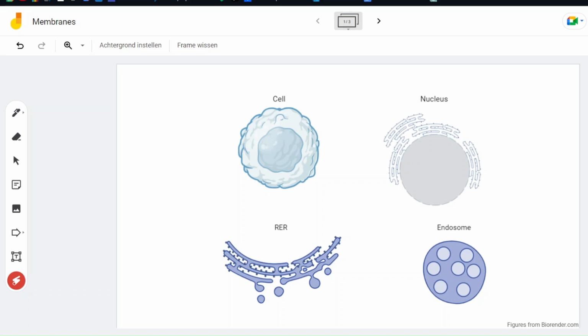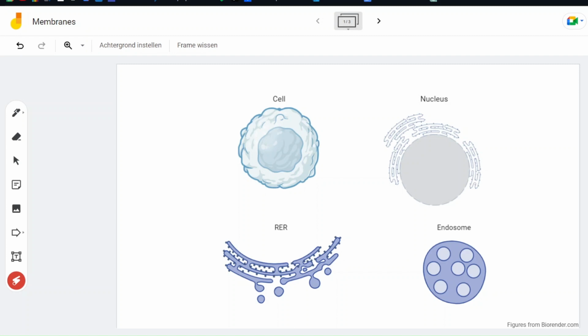In my previous two videos, I explained the cell organelles in general and the nucleus. However, before I went deeper into the other cell organelles, I wanted to focus on membranes because membranes are present everywhere in the cell. And as an example, I give this figure.